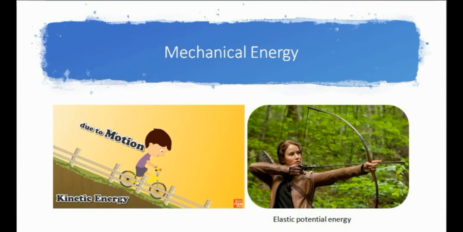First is mechanical energy. Mechanical energy is the energy possessed by an object due to its motion or due to its position. Mechanical energy can be either kinetic energy or potential energy. As you can see in the picture, a moving bicycle possesses mechanical energy due to its motion, and this is kinetic energy. A drawn bow possesses mechanical energy due to its stretched position. As we stretch a bow, it gains elastic potential energy.